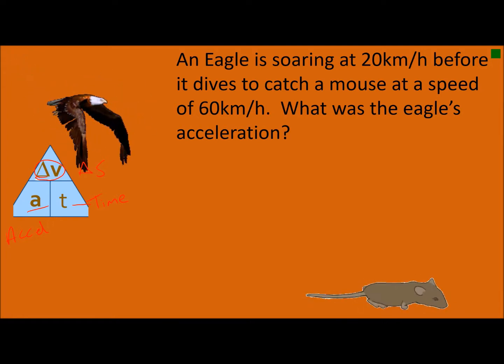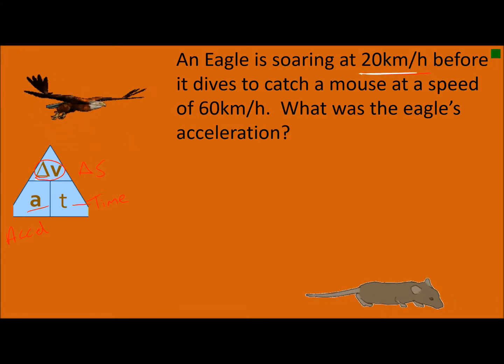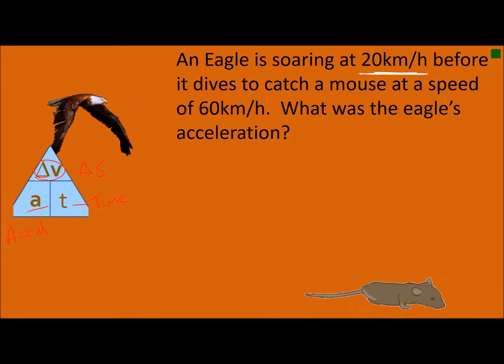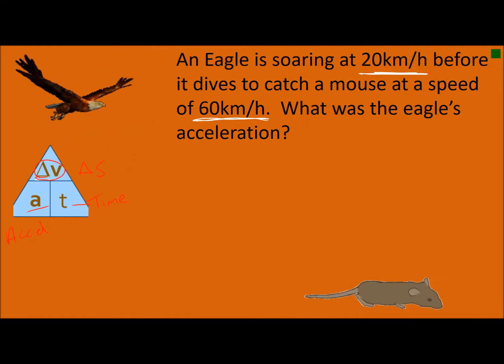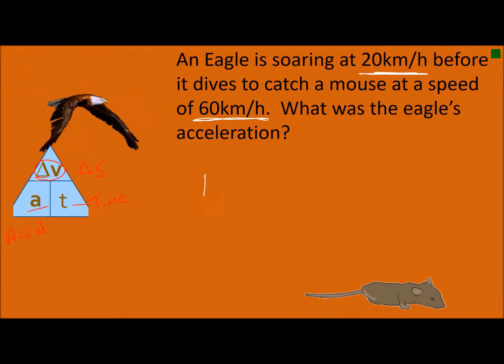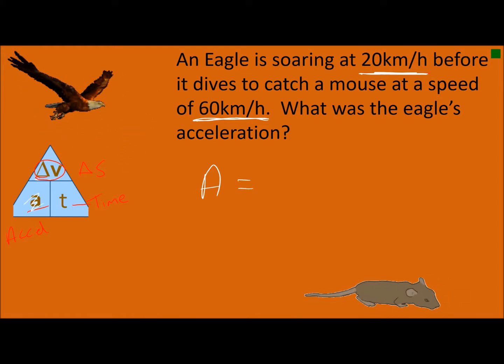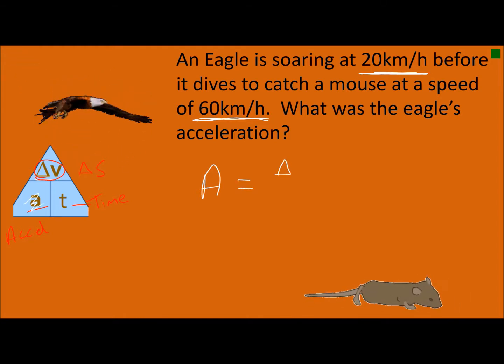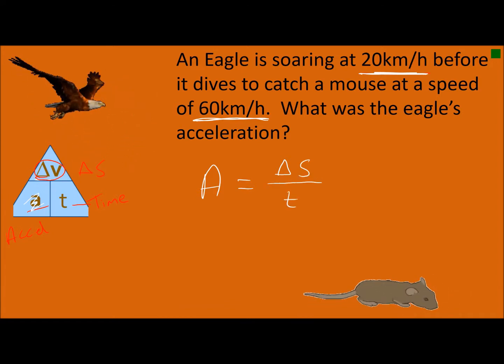So, an eagle is soaring at 20 kilometers an hour before it dives to catch a mouse at a speed of 60 kilometers an hour. What was the eagle's acceleration? So we're left with A, acceleration, what we're looking for, equals our change in V, or our change in S as we'll call it here this time, divided by the time it took.